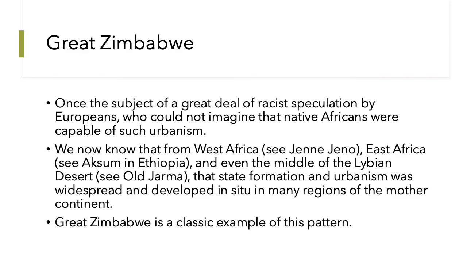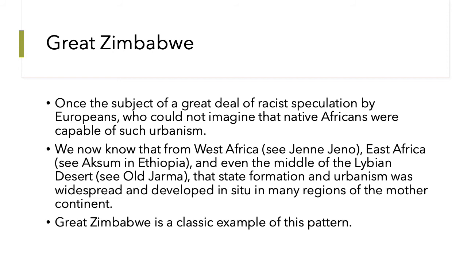Finally, for today, I'm going to talk about the site of Great Zimbabwe. This was once the subject of a great deal of racist speculation by Europeans who could not imagine that native Africans were capable of such urbanism and the creation of such a large city. This is the source of some of the racist European stories of the White Queen of Sheba living in a city down here. Obviously, this has as much basis as any of the other nonsense that we've talked about, from the mound builders of North America to any number of the other space alien-like traditions.